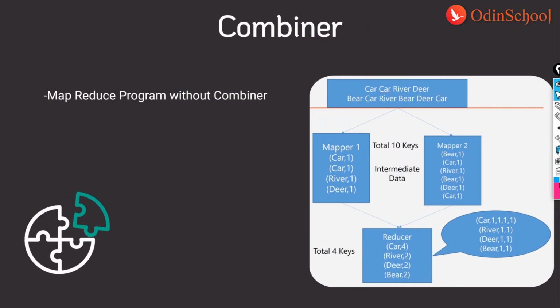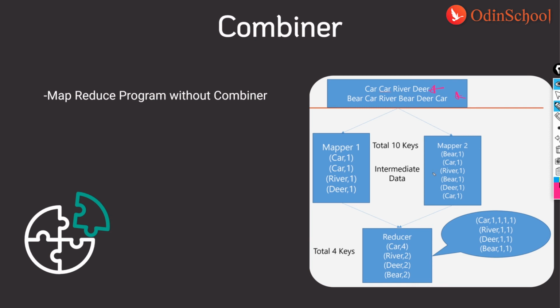So in our general flow, the input is: car, river, deer, bear, car, river, bear, deer, car. Mapper 1 emits car, comma 1, river, comma 1, deer, comma 1. That is the first line. Mapper 2 handles the second line and emits bear, comma 1, car, comma 1, river, comma 1, bear, comma 1, deer, comma 1, car, comma 1. In total, 10 keys are there, which are intermediate data.